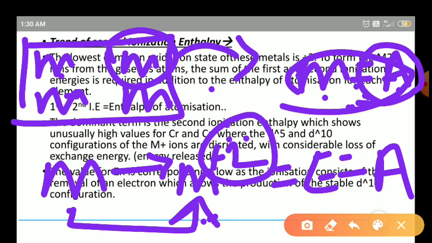Is it clear, students? Please, students, I request all of you to mute yourselves. Okay, Abhinay, is this clear?